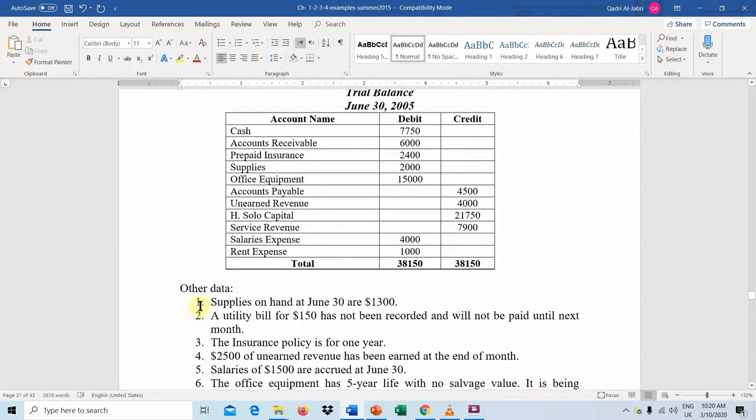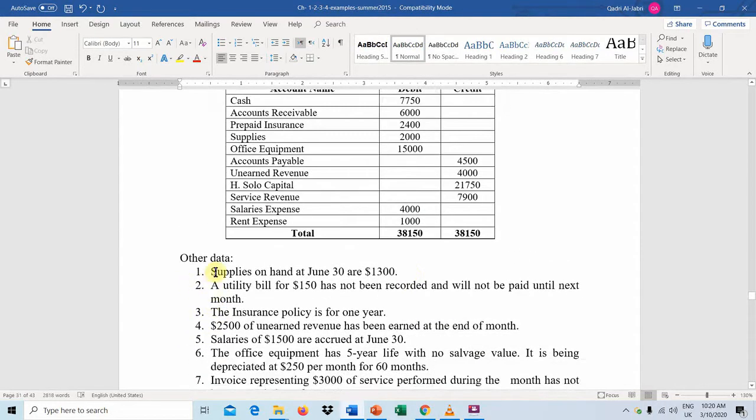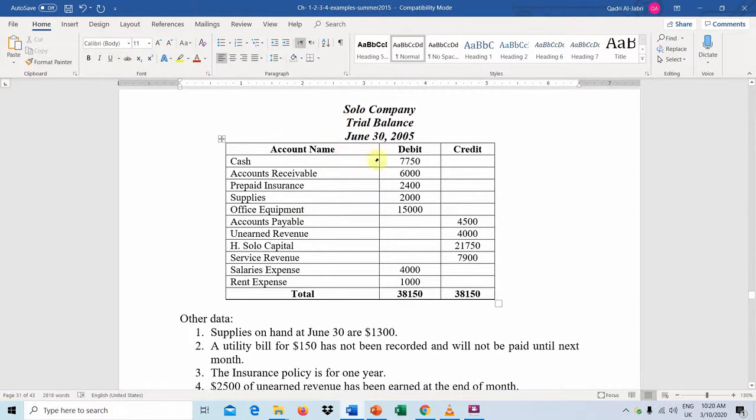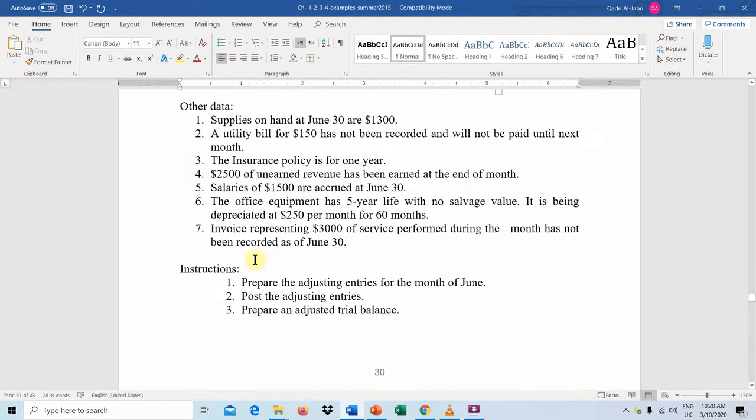This is the journal entry that you have to do to adjust the accounts for revenues and expenses. For each one of these, sometimes to do the adjusting entry, you have to check the balances on the trial balance by the end of the accounting period. Here we are assuming that June 30 is the end of the accounting period. We want to solve number 1, prepare the adjusting entries for the month of June.